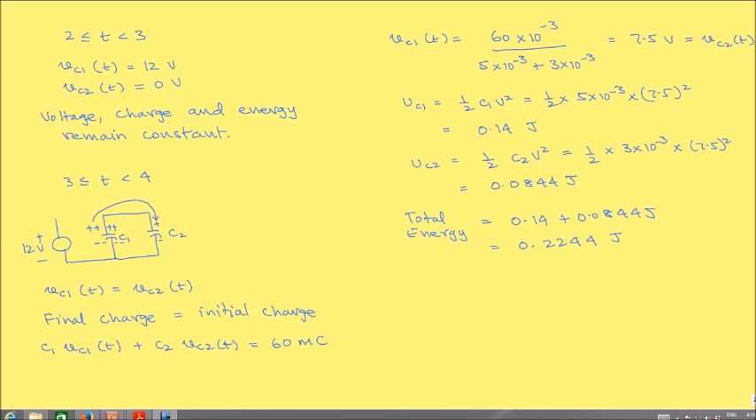0.2244 joules. Notice that this energy is less than the energy stored on C1 just before it was connected to C2. If you recall, the energy stored on C1 at t equal to 2 seconds was equal to 0.36 joules. Hence, once again, in charging up C2, we have lost some electrical energy, and we will discuss this loss of energy later on in this course.